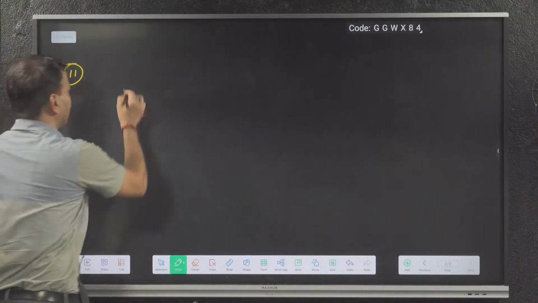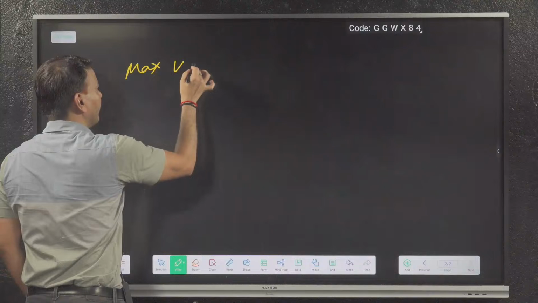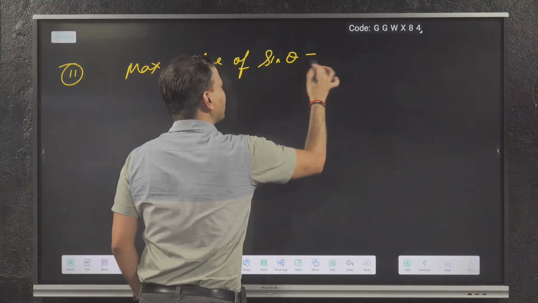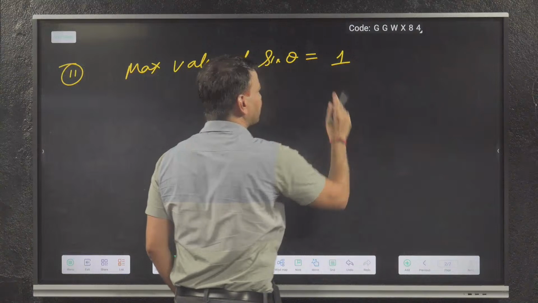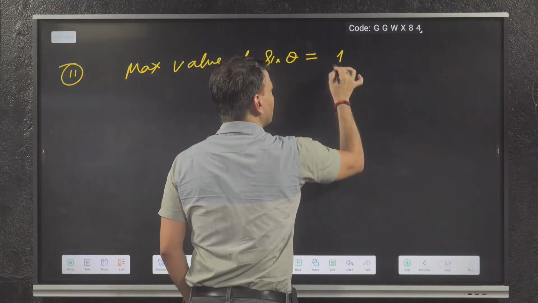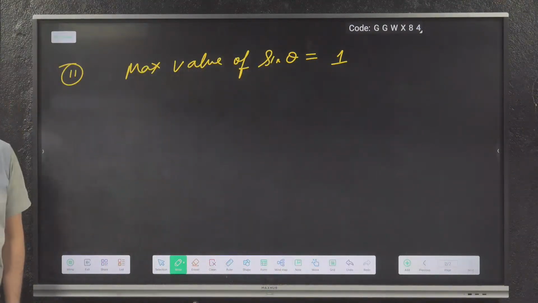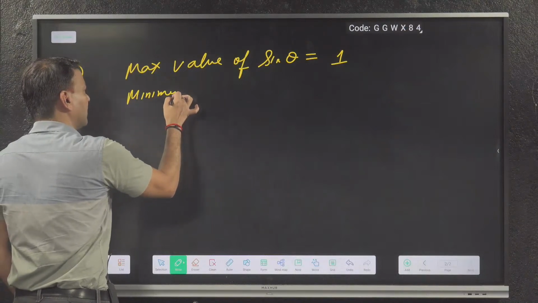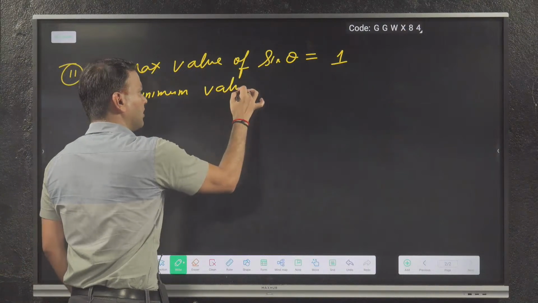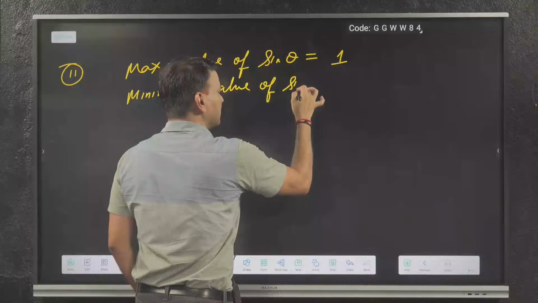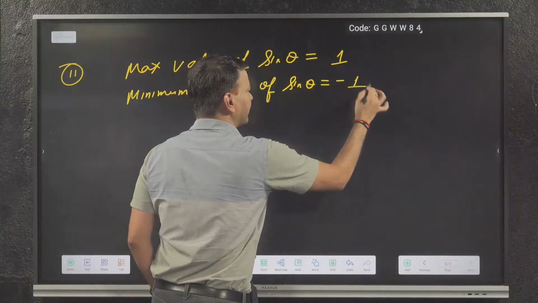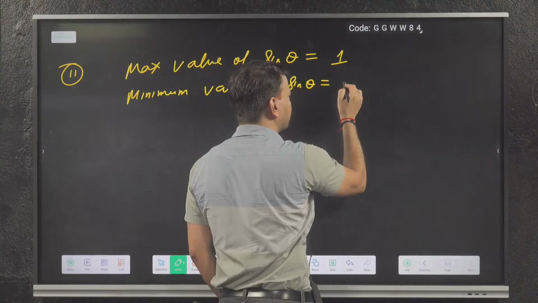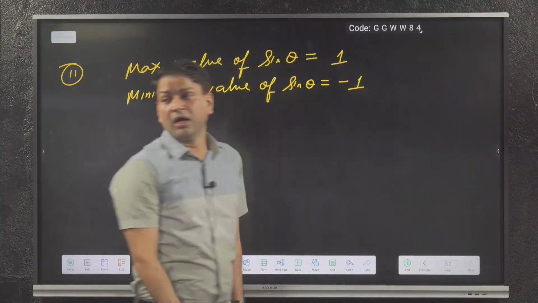Second thing in the sine theta: whatever the value of the theta you are taking, the maximum value of sine theta is equal to what? 1. Okay. And the minimum value of sine theta, when it can be negative also, so what minimum value are we taking? -1. Why we are getting the minimum, that I will discuss later.